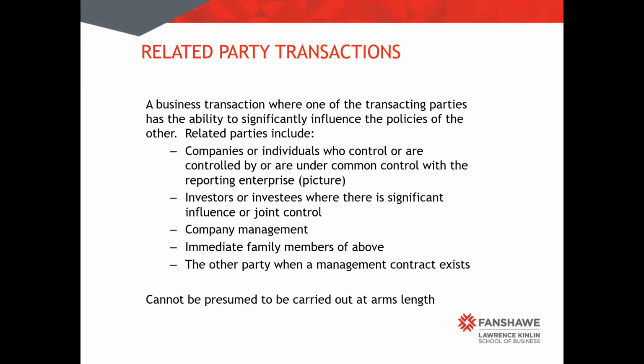Companies or individuals controlled by the reporting enterprise, and wherever there's significant influence or joint control, so maybe it's corporate to corporate, one entity to another. Maybe it's the management of the company. Maybe it's immediate family members of the board or company leadership. You also have to look at whether business can be carried out at arm's length or not, and that will help you determine whether it's a related party activity.